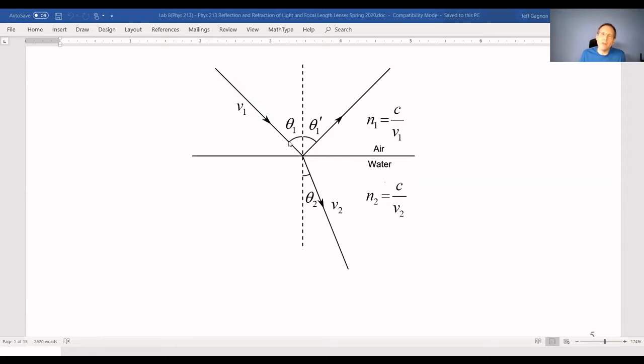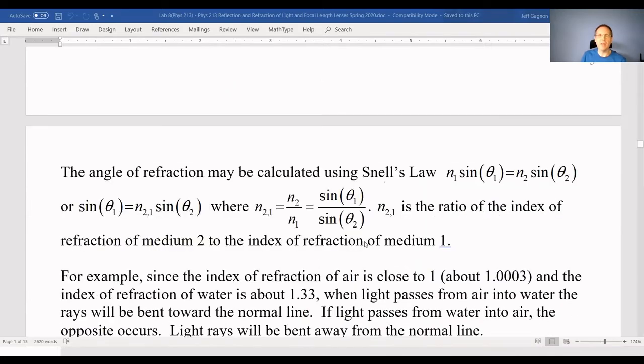It's going to bend away from the normal. So in this case, the angle of refraction would be greater than the angle of incidence. Okay, now there's a formula discovered by Snell that relates the angle of incidence, the angle of refraction, and these two indices of refraction together. It's called Snell's law. What it says is that if I multiply the index of refraction in the first medium times the sine of the angle of incidence, that's got to equal the index of refraction in the second medium times the sine of the angle of refraction.